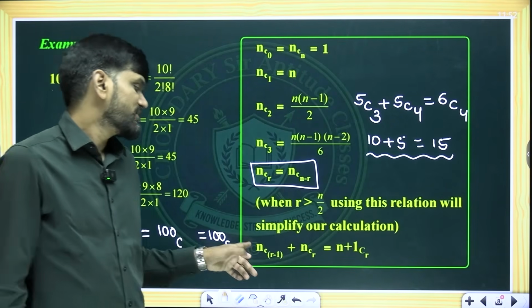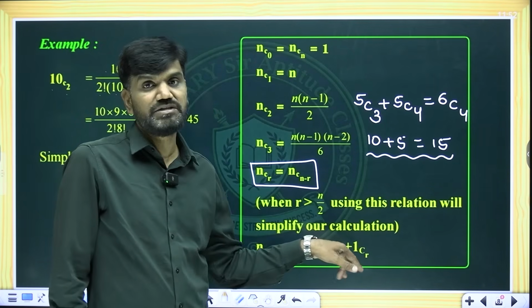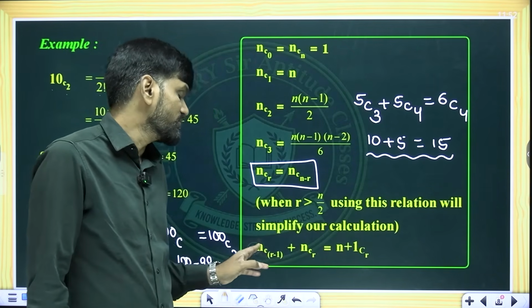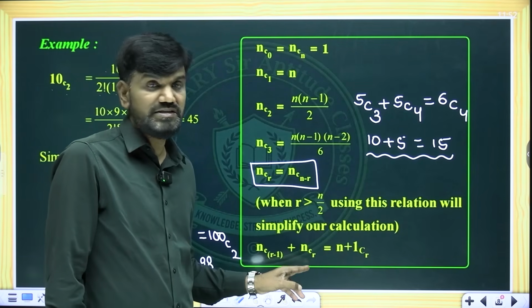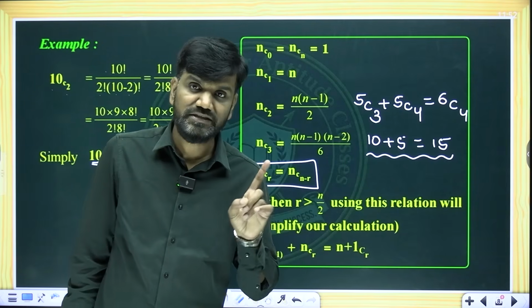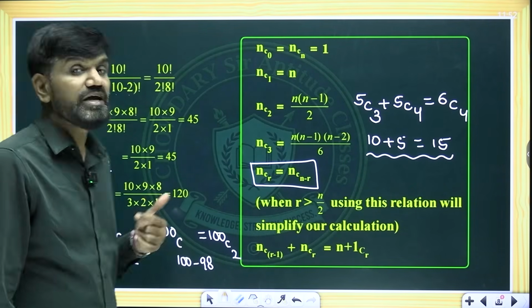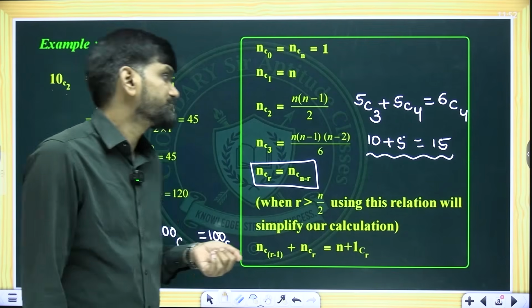Whenever you have nC(r minus 1) plus nCr, that can directly be calculated by using this formula. So nC(r minus 1) plus nCr is always equal to what? (n plus 1)Cr. Remember this also. That relation will help you when you are doing some calculations in the exam.